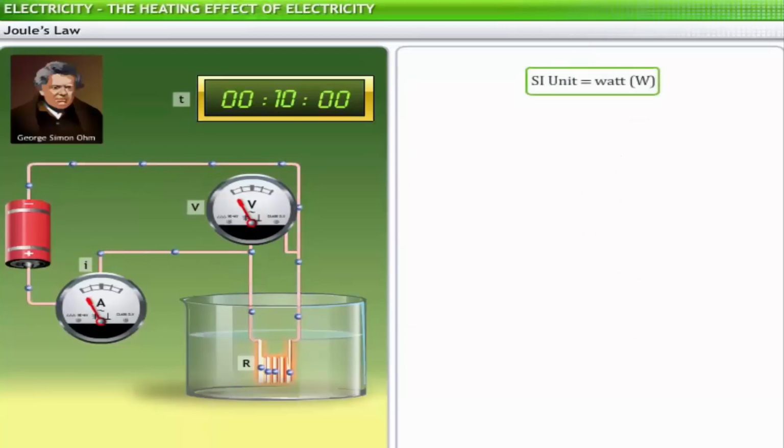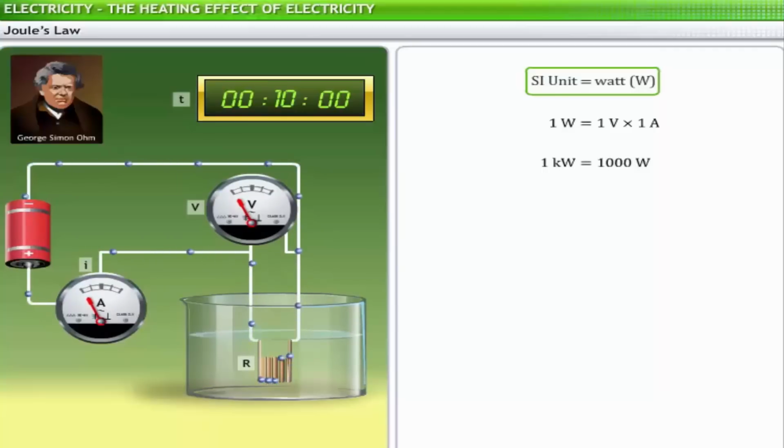The SI unit of electric power is watt and is denoted by W. 1 watt is the power consumed by a conductor having a potential difference of 1 volt across its ends when the current passing through it is 1 ampere. As watt is a small unit, for commercial purposes, we use a bigger unit, kilowatt. A kilowatt is equal to 1000 watts.